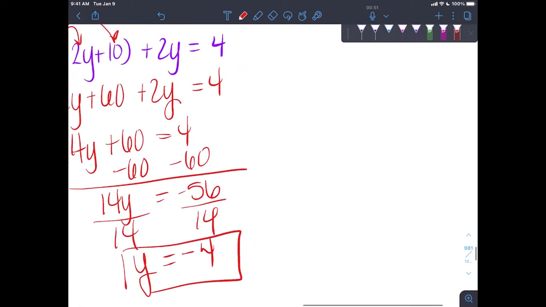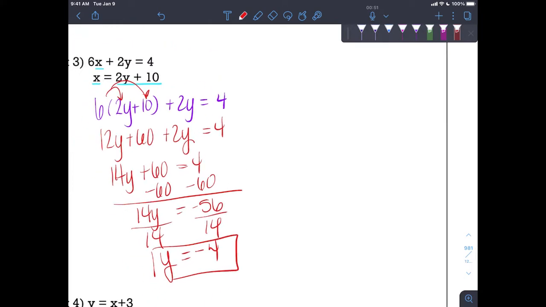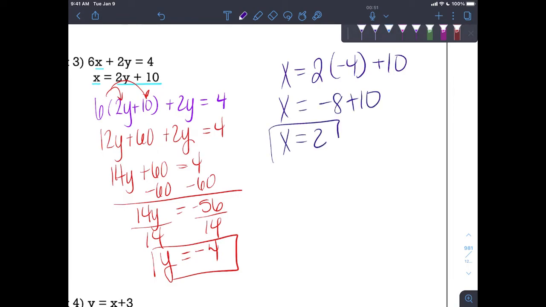So now I can go ahead and take that and I can plug it back into whichever one I want. Luckily, they already substituted. So if I plug in y here, I already have x solved for. So x equals 2 times negative 4 plus 10. I'm going to go ahead and continue to simplify this. And I end up with an answer of x equals 2. That means this is a consistent independent located at 2, negative 4.